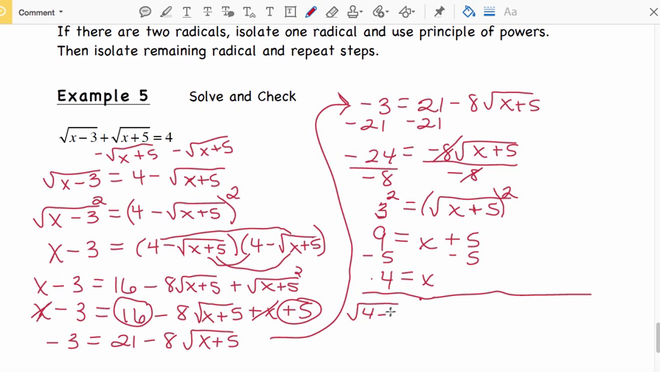We have 4 minus 3 in the first radical. When I substitute in the second radical, we have 4 plus 5. And on the other side, we have a 4. Okay, so 4 minus 3 is 1. 4 plus 5 is 9. Looks good to me. We get 1 plus 3 equal to 4, and that is a true statement. So the 4 is definitely a solution.